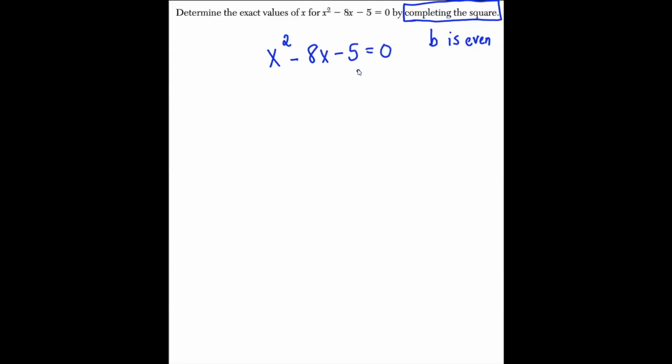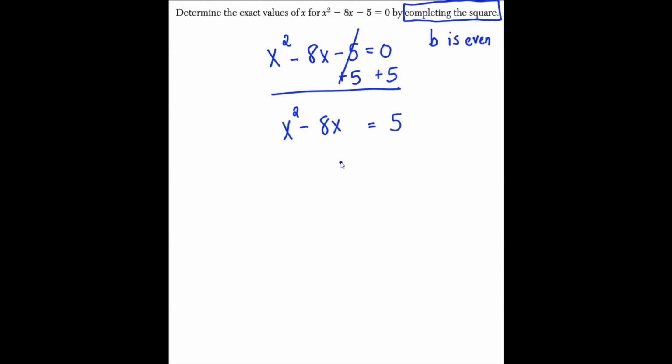Now, the first thing that I like to do, though it's not 100% necessary, is to get rid of this constant term, because that's not really going to affect me trying to complete the square. So I'm just going to push this to the other side. Right now I'm going to leave this here as x squared minus 8x is equal to, over here, 5.